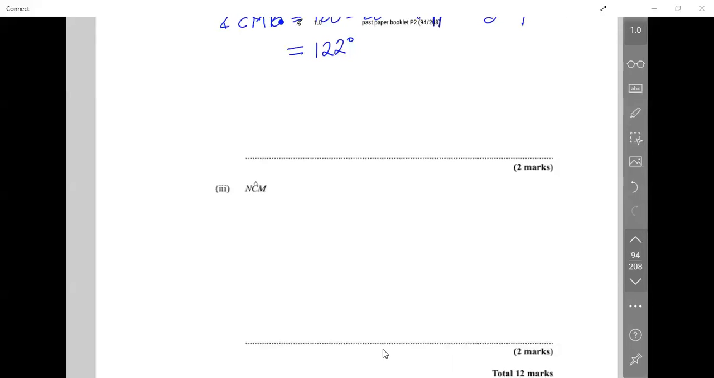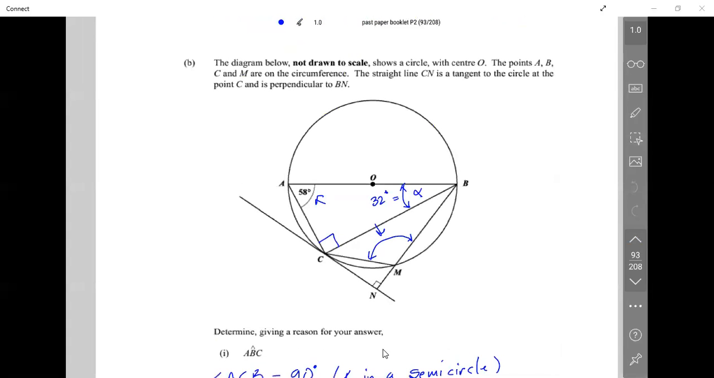Then we're asked to find the last angle, angle NCM. Let's identify it. Angle NCM, this angle here. And it's not difficult to find. This is 122, I think. You see this angle here, the 122 degrees, it's actually equal to 90 plus the angle at C.